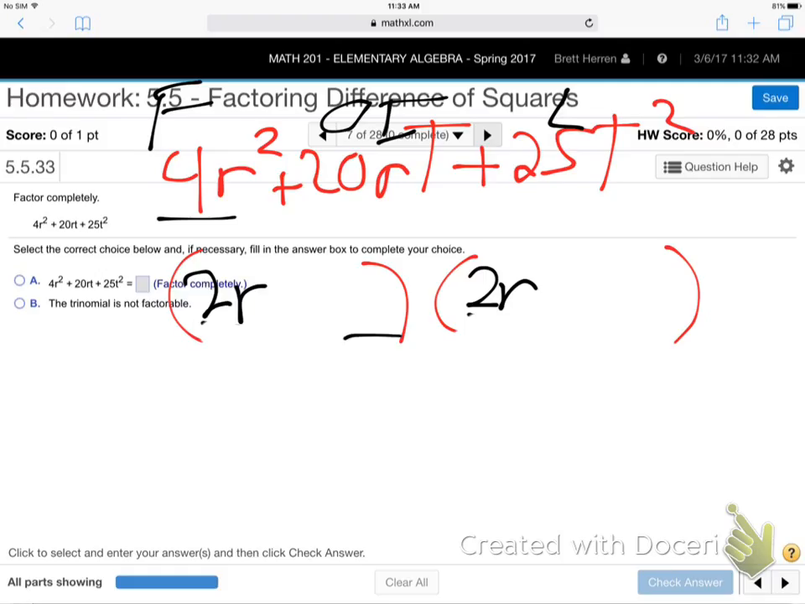And then last to make last. So if I can do it, what times what makes 25t squared? We need the t also, 5t, right? To make 25t squared. By the way, the letters are pretty easy, y'all. If you have t squared on the right, you're going to have t's in the right of each parenthesis. If you have r squared on the left, you're going to have r's in the left of each parenthesis. It's always very predictable.